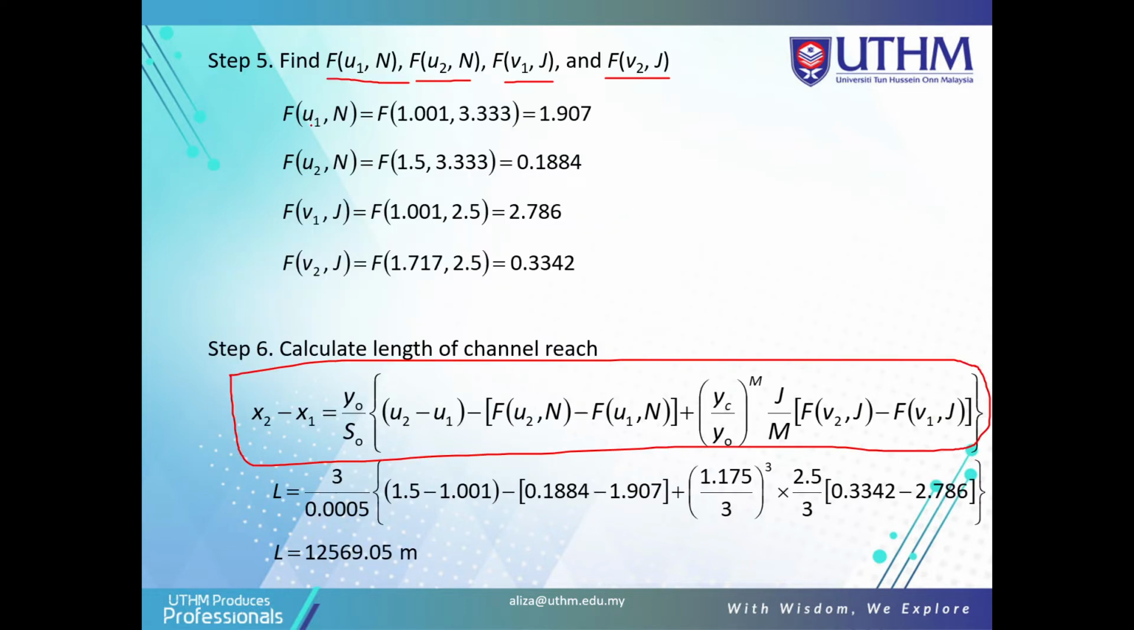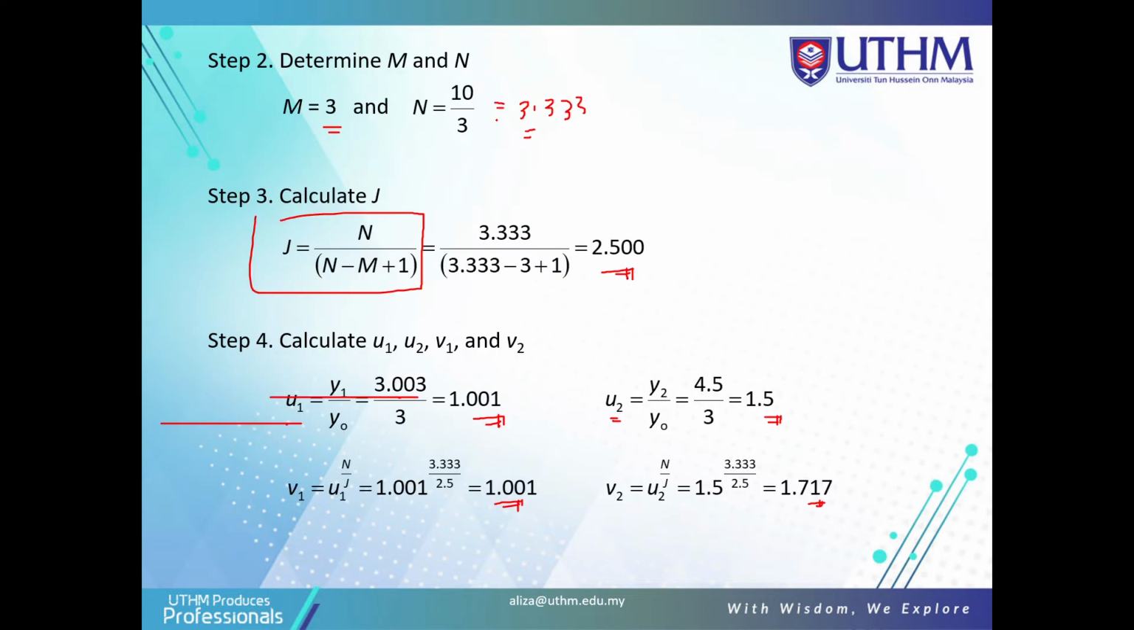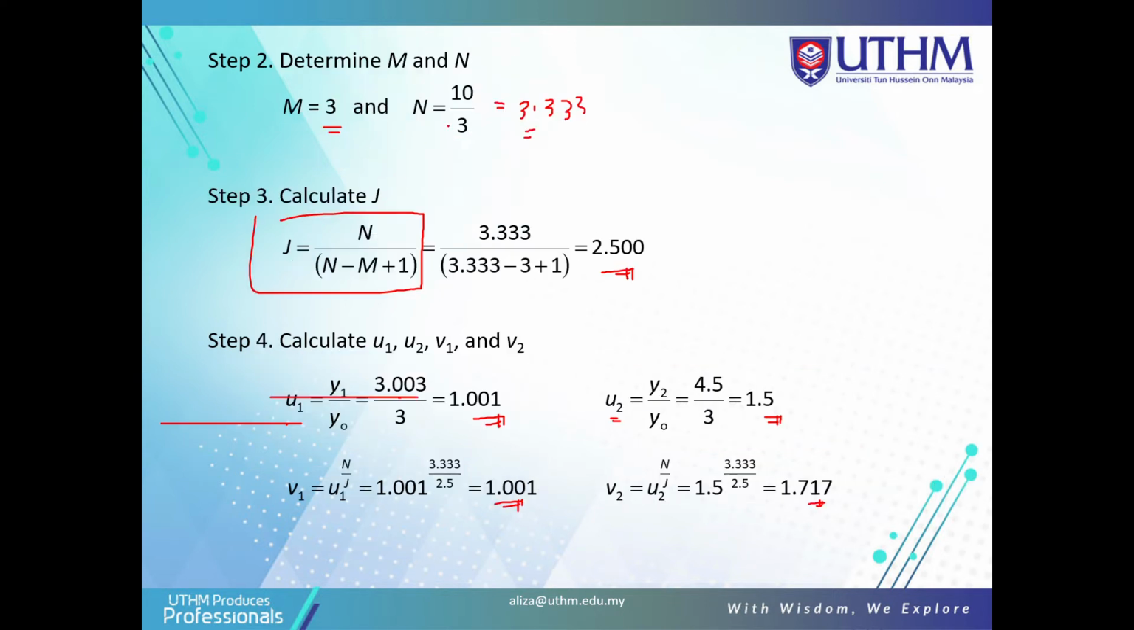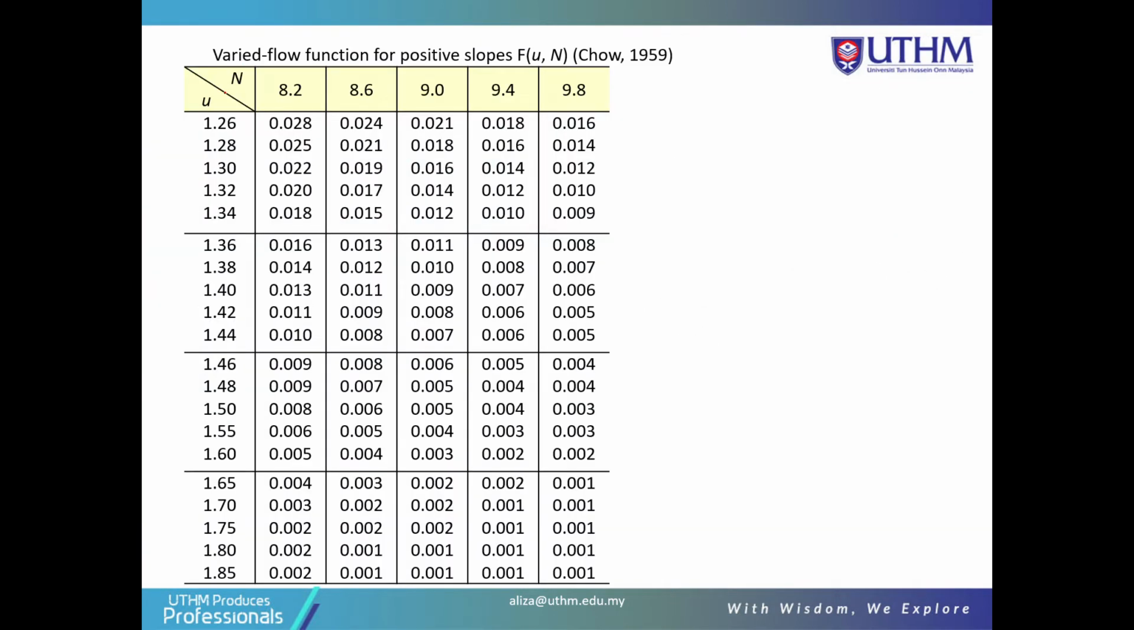Actually, for FUN here, you must look at the table based on U1, which is 1.001, and N, which is 3.333, based on the value that you get from here. So you get this value, and FU2N is based on the value you get, and V1J, and also this one. All these functions, you must look at this table. You must look at the U here, and N is here. So you get the value here.